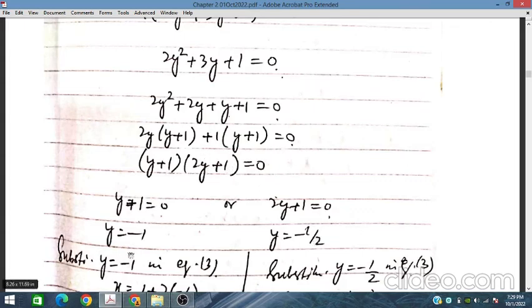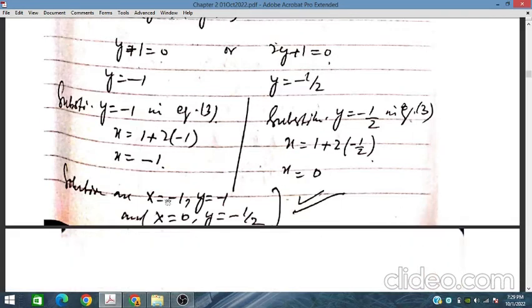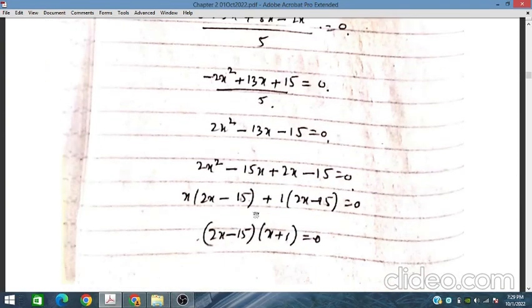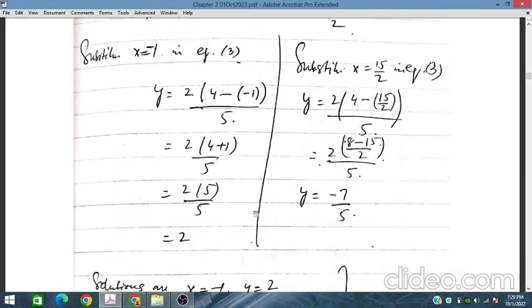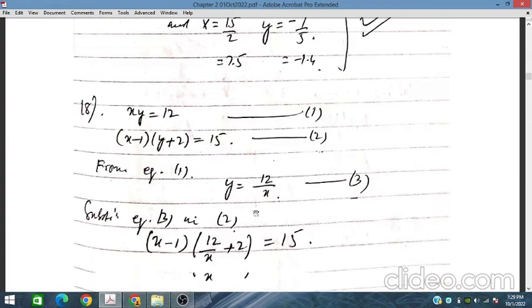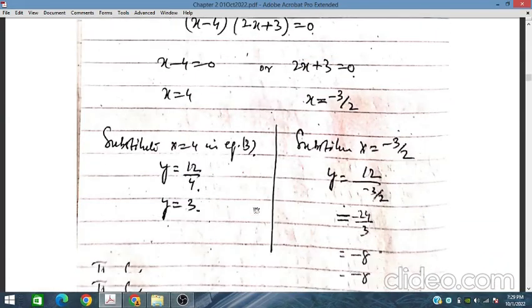By placing y is equal to minus 1 and y is equal to minus half, we will get x is equal to minus 1 and x is equal to 0. So we have this solution. When x is equal to minus 1, y is equal to minus 1, when x is equal to 0, y is equal to minus half. For this equation we have these values. Now from 18 we have obtained this result.